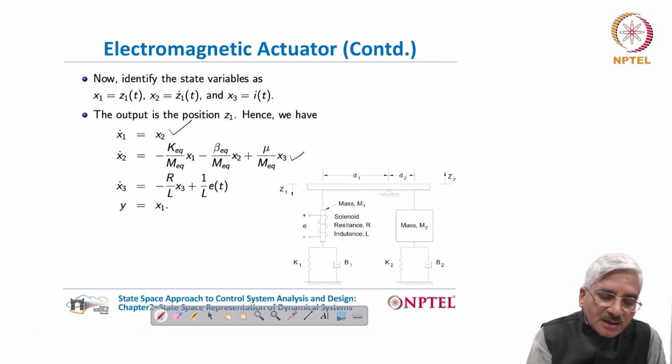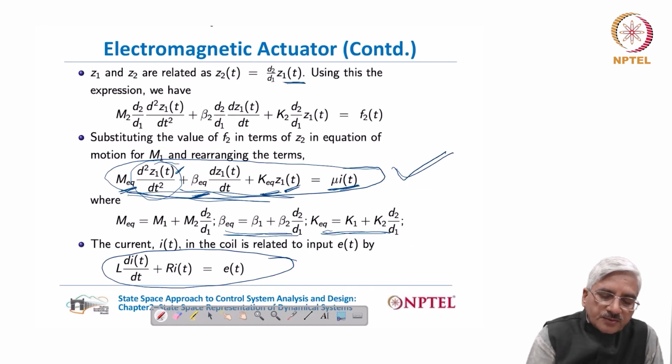This x3 is the current, x2 is the velocity of the lever on the left side, and x1 is the position of the lever on the left side. So we get these two equations. Both of these come from this differential equation.